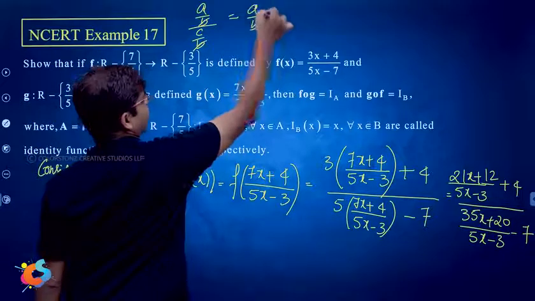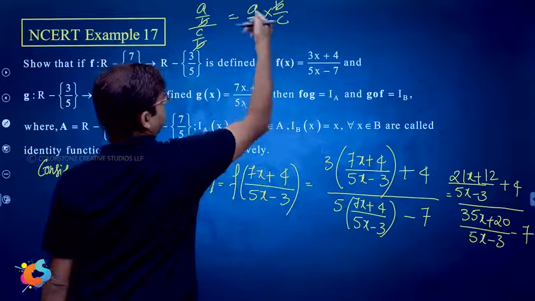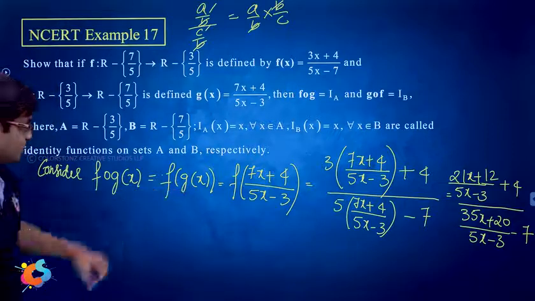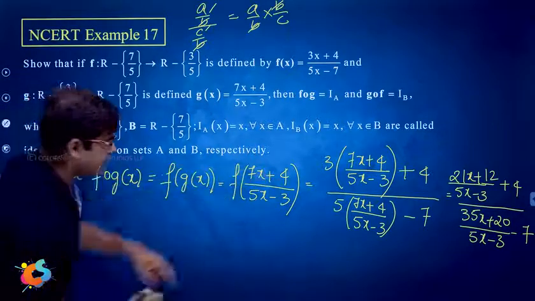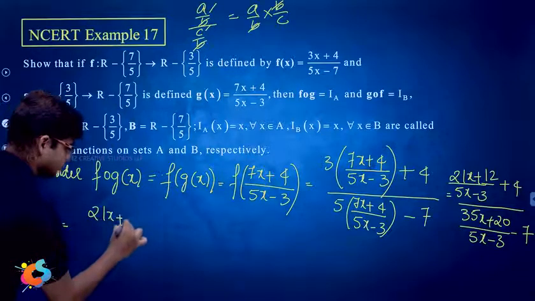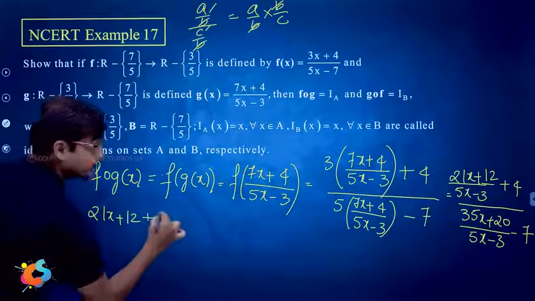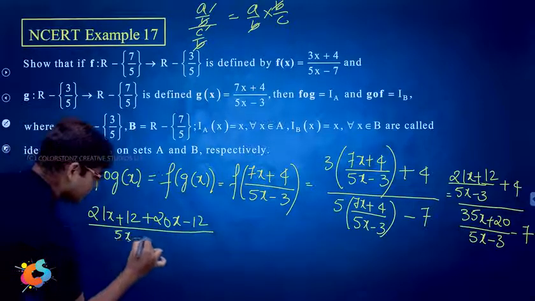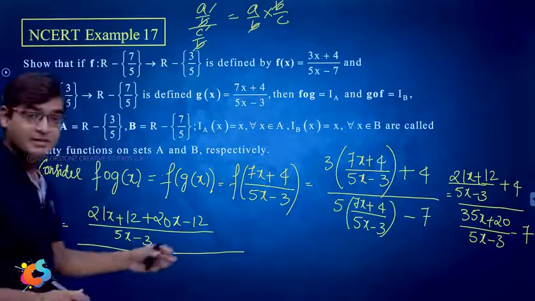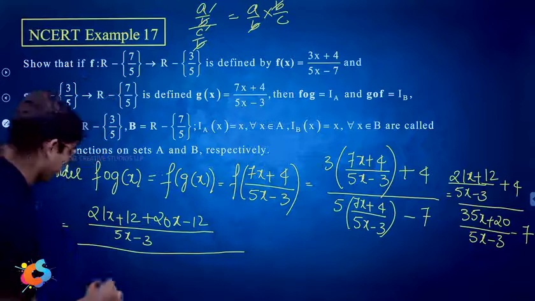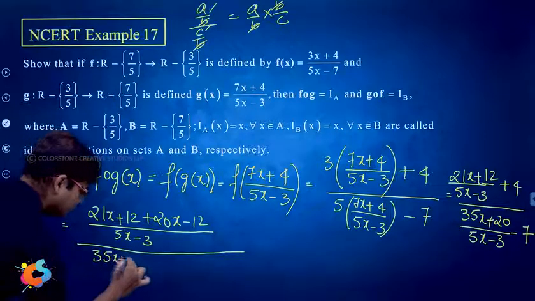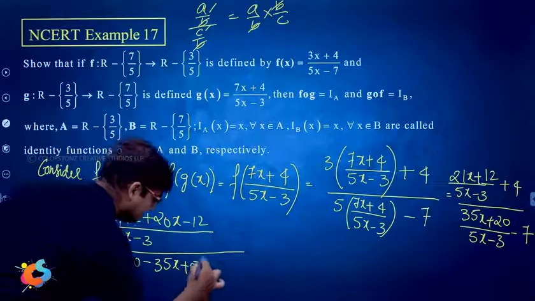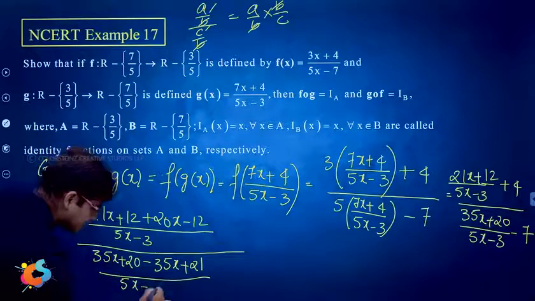A by b, when it comes up, it will become b by c. So these two will get cancelled, a by c. You see it like this or like that, it is the same thing. Okay, so let us see here. So here we have, when you take LCM in the numerator, this will be as it is, plus 20x minus 12, denominator 5x minus 3. After this, we have to take LCM in the denominator. So 35x plus 20 will be as it is, minus 35x plus 21 divided by 5x minus 3.